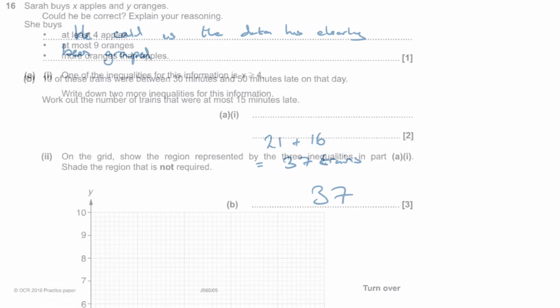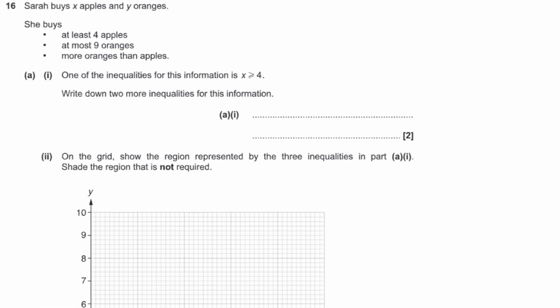37. Right, question 16. Sarah buys x apples, y oranges. She buys at least 4 apples, at most 9 oranges, and more oranges than apples. One of the inequalities for this information is x is greater than or equal to 4. Write down the 2 more inequalities of this information.